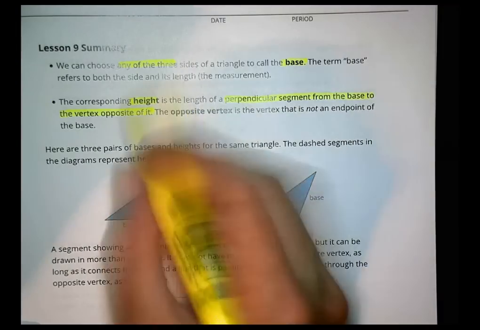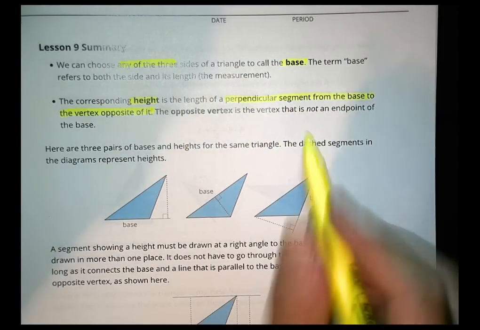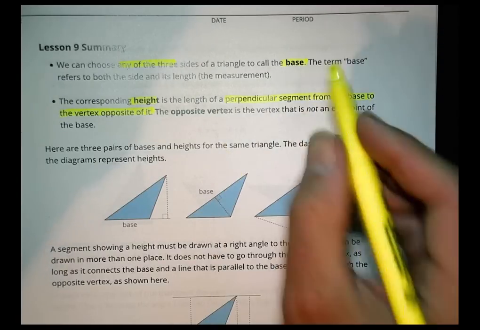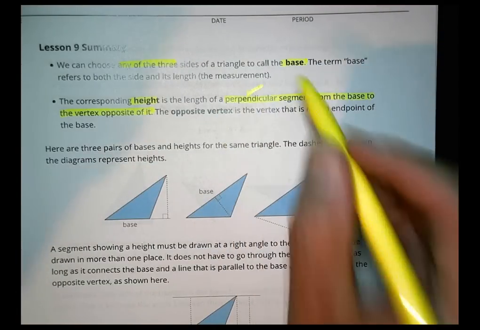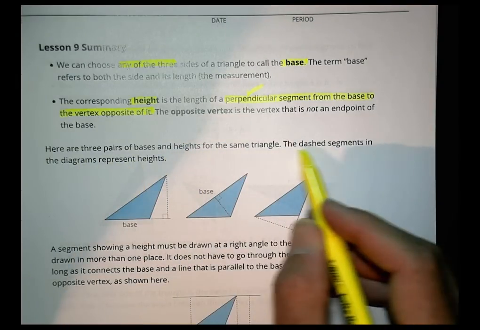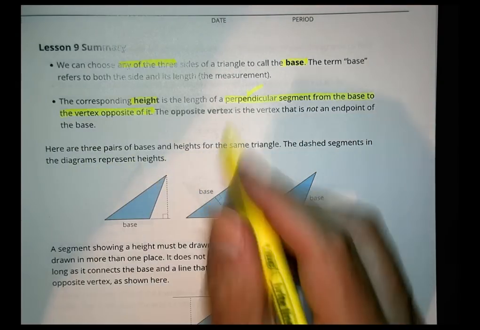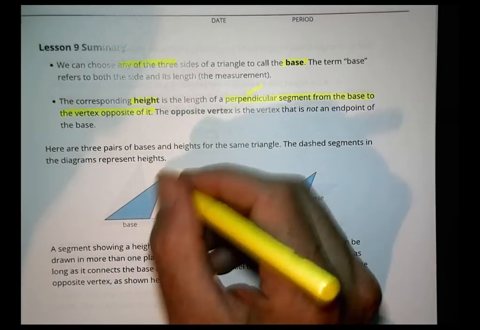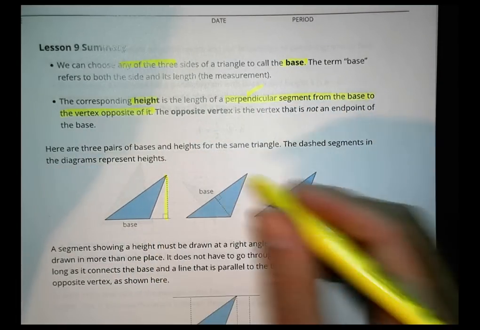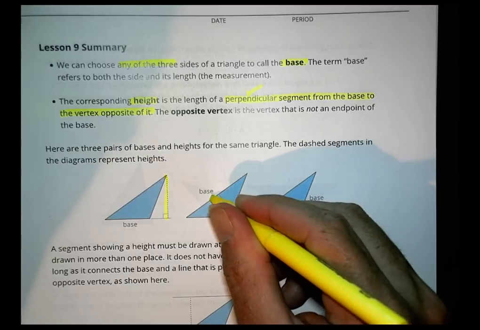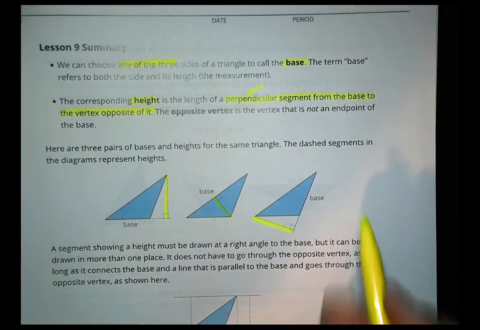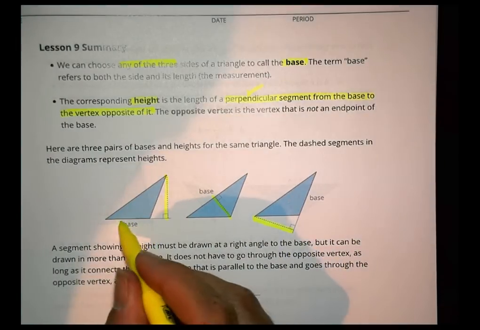We talked about that vertex importance there, but remember the height doesn't have to come off the vertex, but it does need to be perpendicular. That's key. Here are 3 pairs of bases and heights of the same triangle. The dashed segments in the diagrams represent heights. So here's our base, and you notice this vertex off here, we get a height off the vertex. This one we have a vertex, and we have a height off of it. And here the vertex is out here, and the height comes off of that one there. So our height and our base each time.